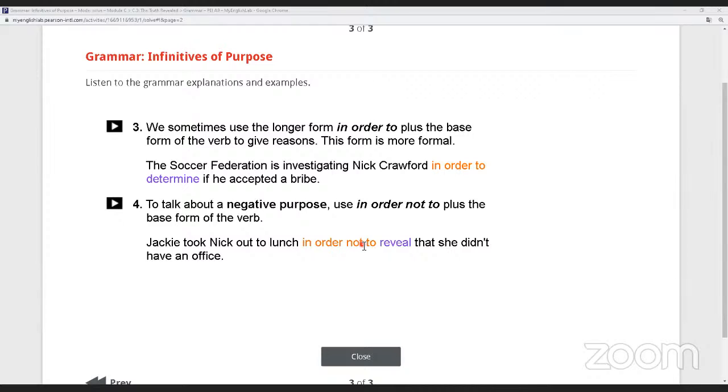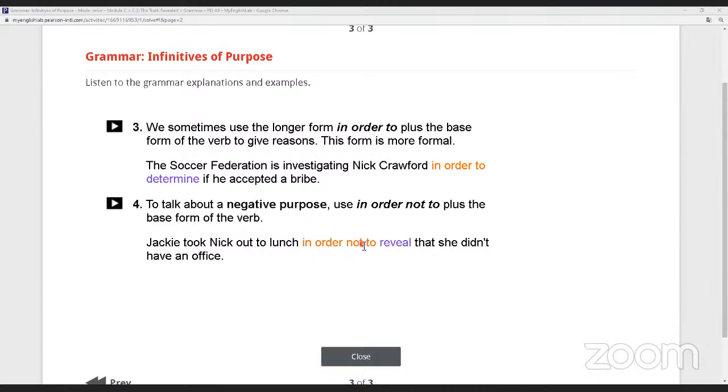Of course, we're going to continue with the next part of our lesson, but that's not the point. So I would recommend that if you're going to show a negative purpose of something, use just "in order not to," not the infinitive as it is, because you need to change the whole structure. And that's not the point when we speak English. We don't want to use short sentences, so we want to avoid it, in order to sound more fluent. If I want to use a negative, I'm going to do it with an auxiliary or something like that, not the infinitive. So then: Jackie took Nick out to lunch in order not to reveal, right?